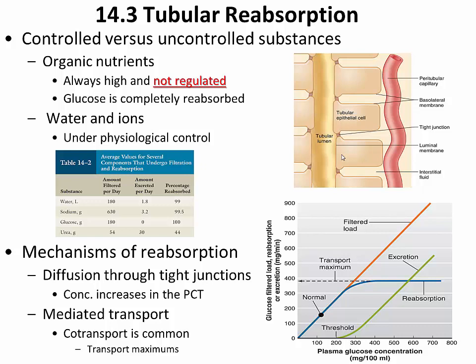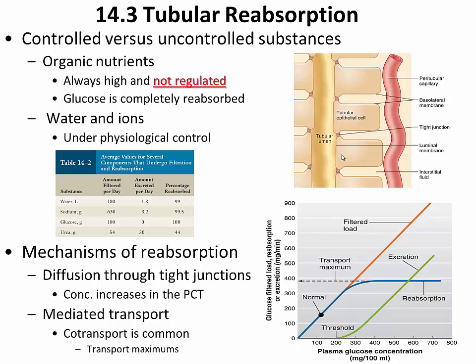That's what that bullet point refers to there. It says concentration increases in the proximal convoluted tubule. Because water is leaving, the concentration of a number of compounds, including urea, increase, and that encourages their diffusion then from the tubule into eventually the peritubular capillaries. The other possibility is mediated transport, and so of course you need a transporter protein for this.